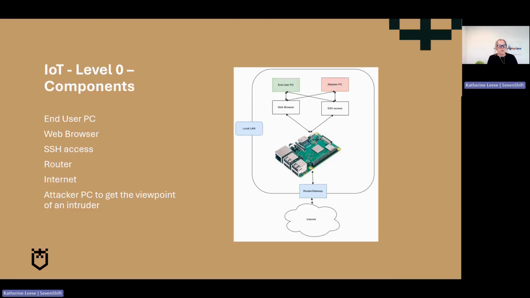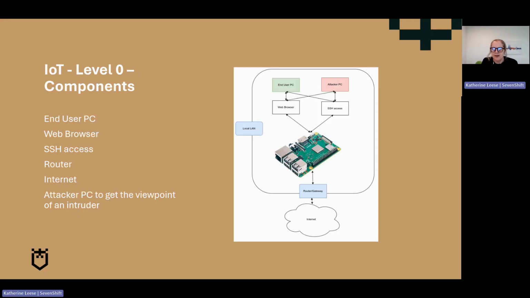For the IoT device, here we have a list of components, and as I mentioned before, I've used Draw.io to make this diagram of the device in its environment. We can see where we can interact with the web browser, we can interact with the SSH, and I've also added here an attacker PC.